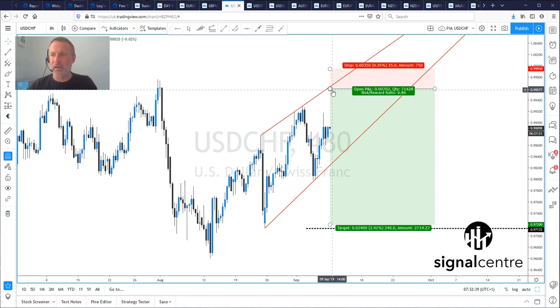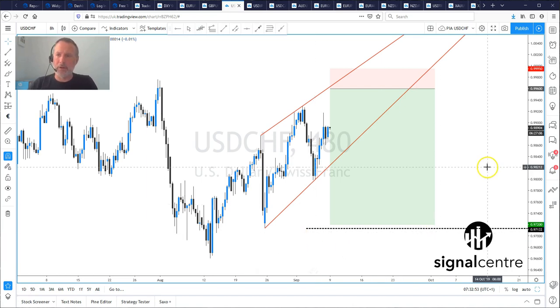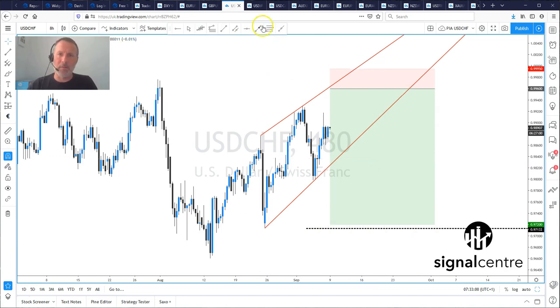Our call is to get short around about 99.57 with a measured move target down here at 97.13. So again, trying to get in at these extremes does offer a pretty decent risk reward, with a risk reward factor of just over 6.5 to 1 there.